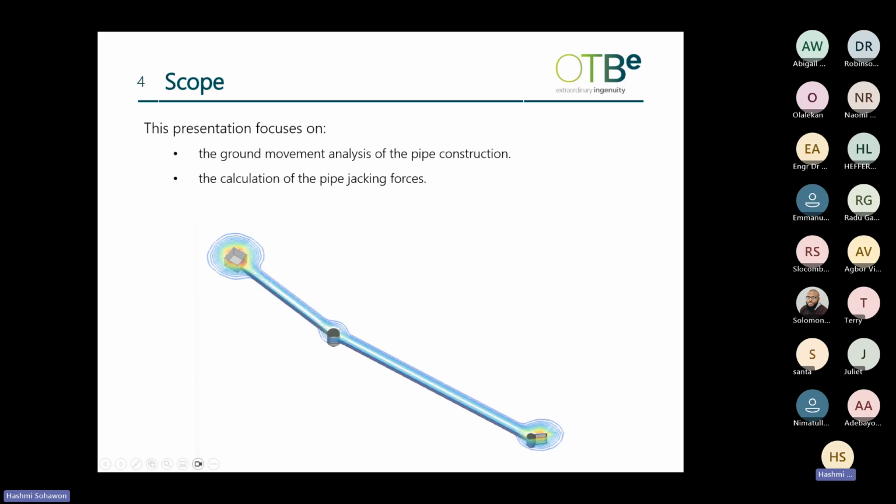So the scope of this presentation, we will look at the ground movement analysis and the pipe jacking design for this project. The ground movement consists of calculating ground movements due to the construction of the pipes and determine if they will affect any assets that are above ground level. The ground movement due to the installation and construction of the shafts are not in the scope of this presentation. I will only give a brief overview of which methods were used later on. Finally, I will discuss how the pipe jacking forces required to install the pipes are assessed.